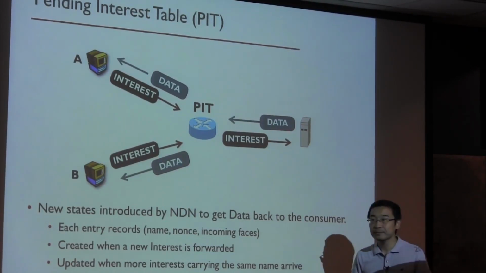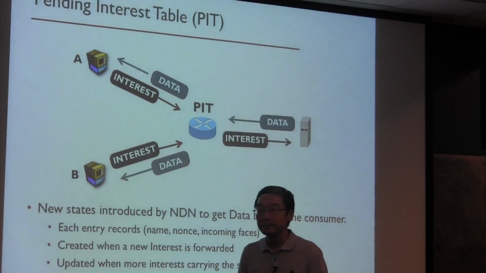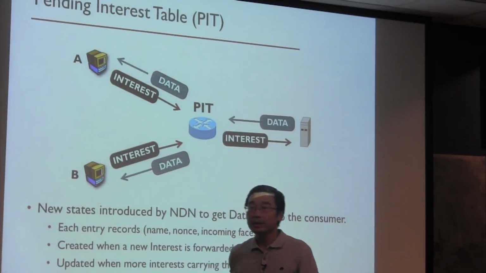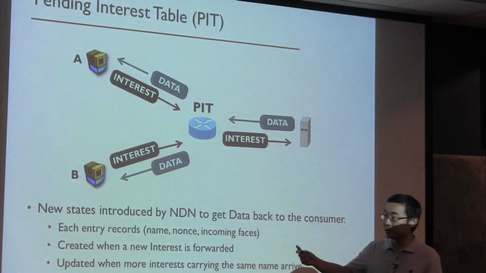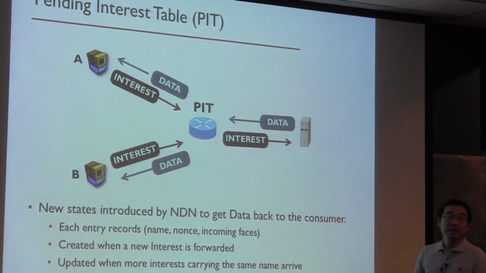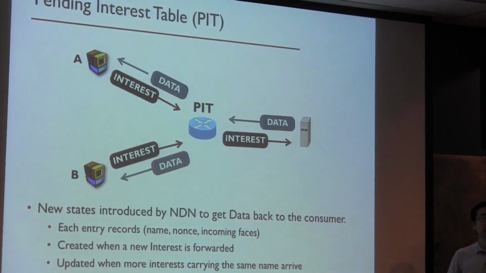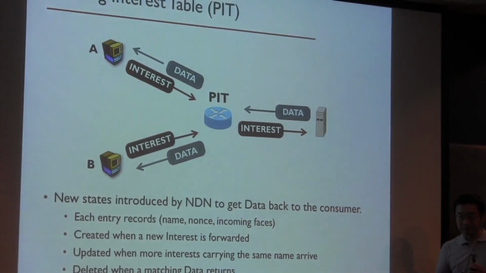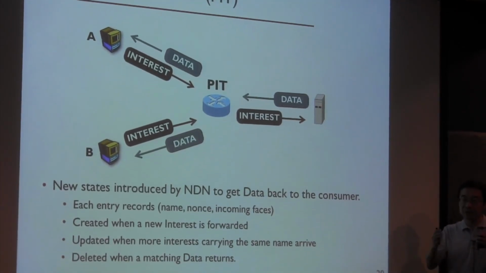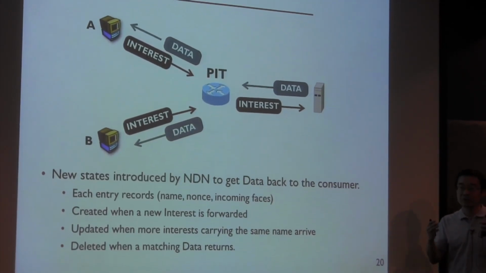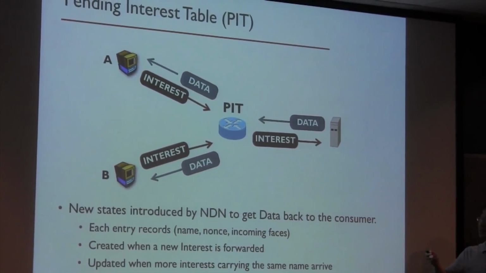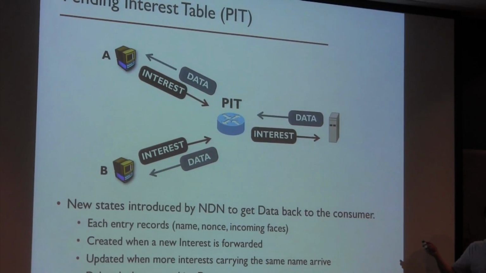Question? This interest table is absent in TCP/IP. So adding it here, does it add any overhead to the protocol? It is. It is overhead. It is actual state inside the router. But if you look at not just TCP, but all the other functionalities we try to stuff into the IP architecture, you're going to realize actually they all end up with a lot of state in there. And the common thing is this.